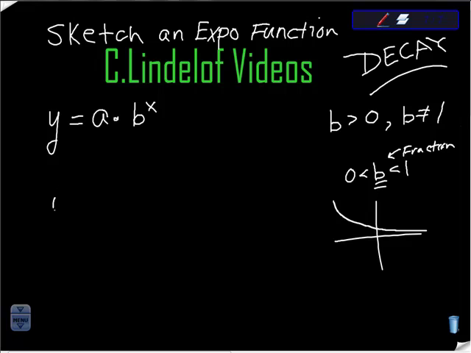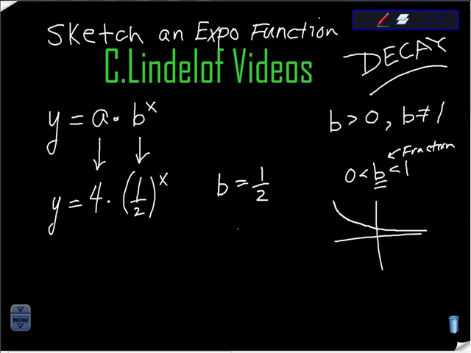Let's try this one. We have y is equal to 4 times 1/2 to the x power. So let's be careful. This is a, which is our initial value, which we don't need to know about right this second. But we have b is equal to 1/2. So that's the first thing I'm going to say to my professor, that I know that b is equal to 1/2. And then I'm going to make this comparison. 1/2 compared to 1. 1/2 is less than 1, but it's also greater than 0, isn't it? So it fits in this mold right here, doesn't it?